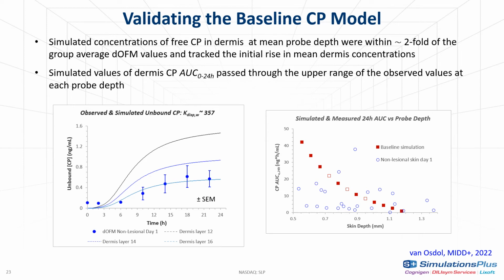On the right, you can see the AUC in the dermis at different skin depths. The blue circles are the experimentally measured values from the Bode-Lins paper, and the red squares that you can see here are simulated dermis AUCs at different depths. As you can see, we pass through the range of the observed values at the different probe depths.